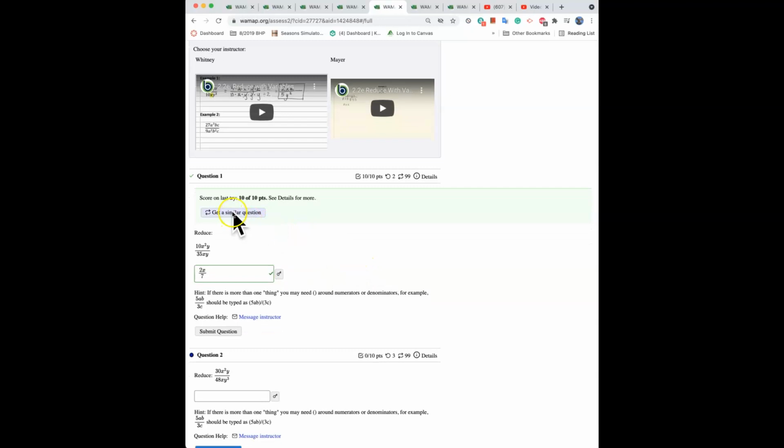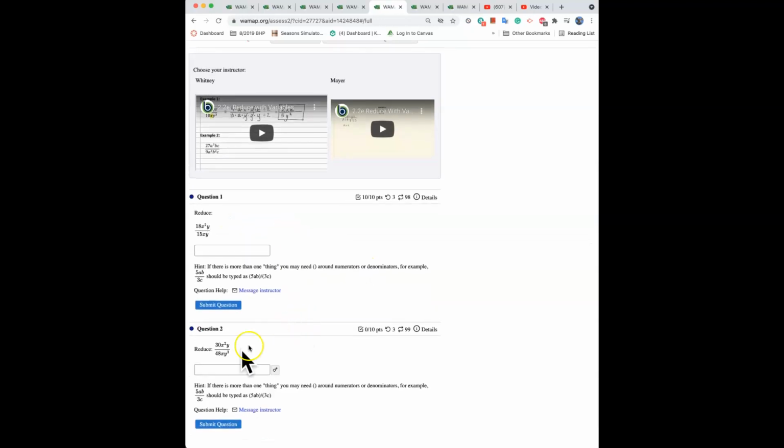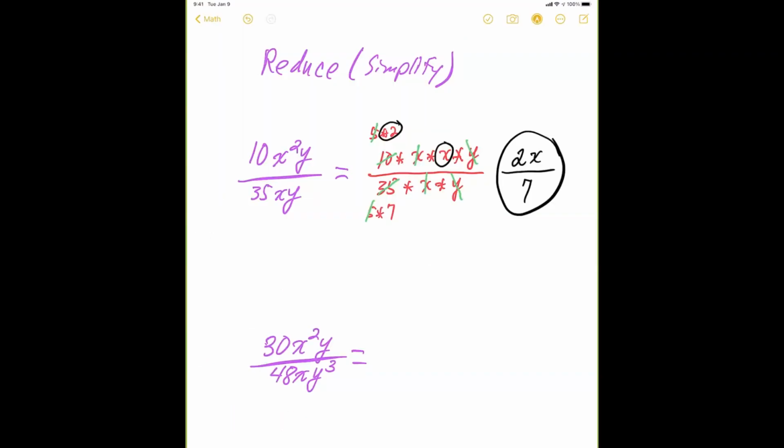That's awesome. And let's get a similar one. And let's work this second one here, 30x squared y over 48x y cubed. Okay, so this has some bigger factors, but in the same way, we're going to reduce those.